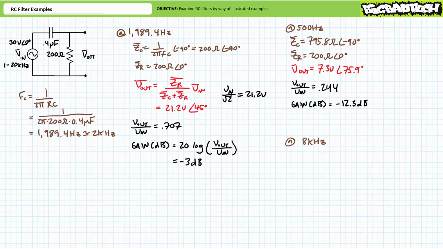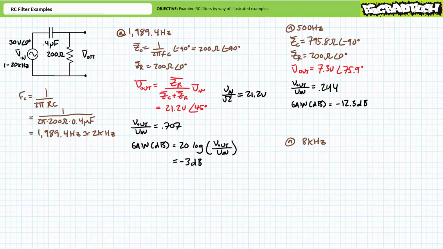You note the output voltage at 500 Hz is less than that experienced at the critical frequency. This is an identifiable feature of high-pass filter circuits. If we wish to normalize this output, we'd have to divide output voltage magnitude by input voltage magnitude. Doing so leaves us with a dimensionless constant 0.244, meaning output voltage is roughly 24.4% of input.